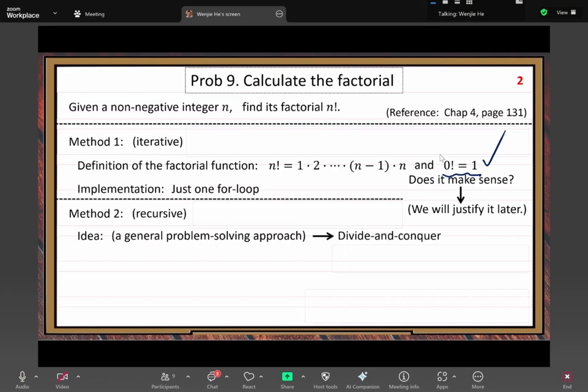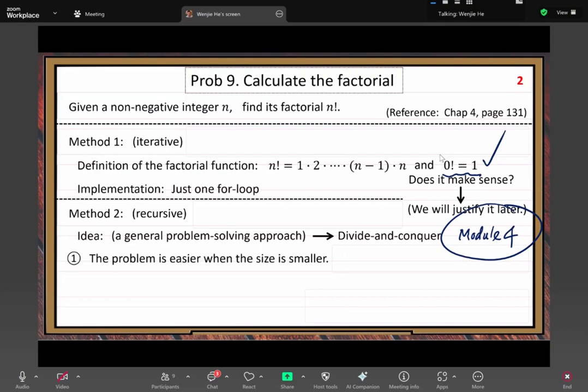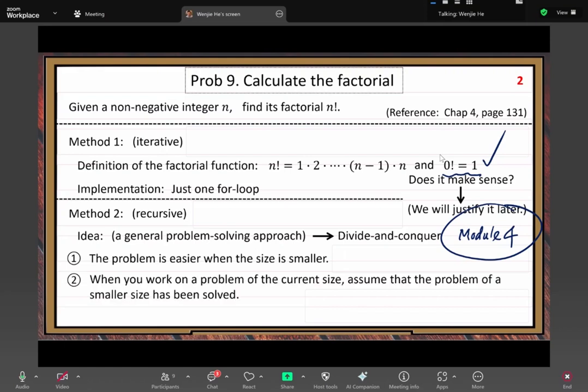Here we already use the divide and conquer approach. This is the topic of Module 4. In the whole module we study the divide and conquer approach. But here we need to use this idea, so let's use it first. So the principle, remember, is that the problem is easier when the size is smaller.